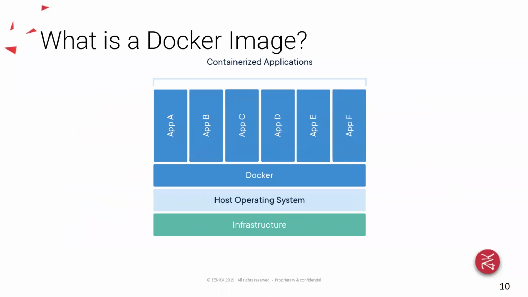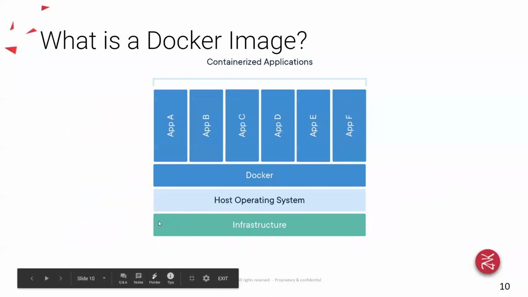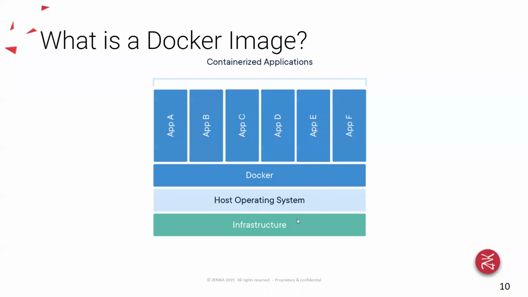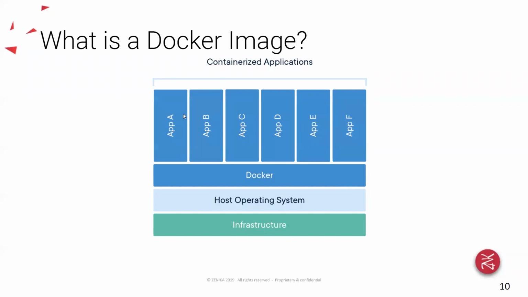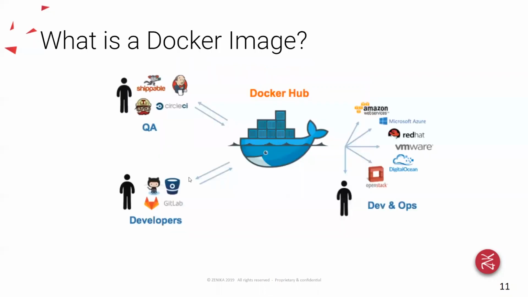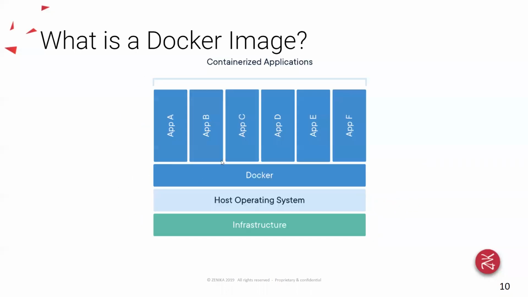So I'm showing this to you again. We have our infrastructure, which is the base hardware on top of which our host operating system is lying. On top of that is our Docker daemon, the Docker engine. And on top of that, we can see that we have multiple applications that are running, using the host operating system, but are completely isolated. So the libraries of app A do not interfere with app B or with app C. They're running in isolation.